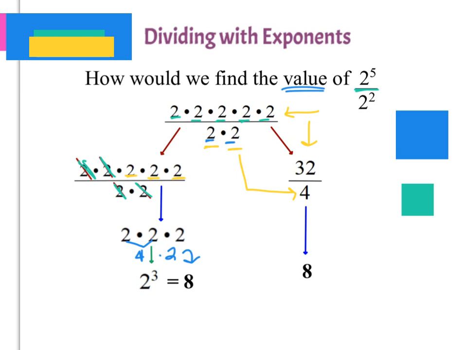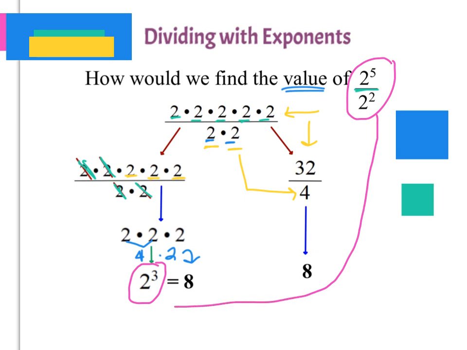So right now, take a look at my original problem, 2 to the 5th divided by 2 to the 2nd. Look at my final answer in exponential form, so with an exponent, and what is the relationship, or do you see a connection between how we can get from the original problem to my final answer in simplest form?